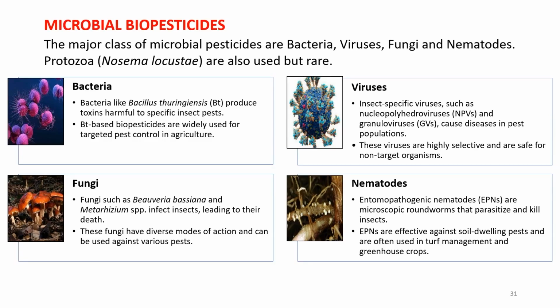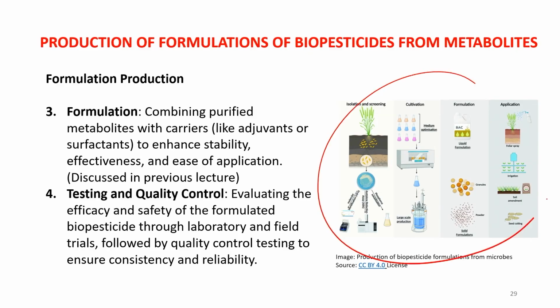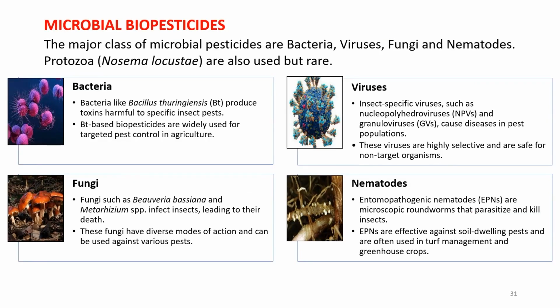Now, let us go into section 3 where we will discuss various microbial biopesticides, where microbes are directly used as biopesticides. Here we were mostly using metabolites as biopesticides. So, we can use bacteria like Bacillus thuringiensis, which produces harmful toxins against specific insects, or you may use fungi such as Beauveria bassiana that infect insects, leading to their death.